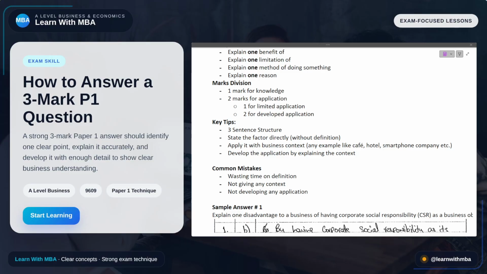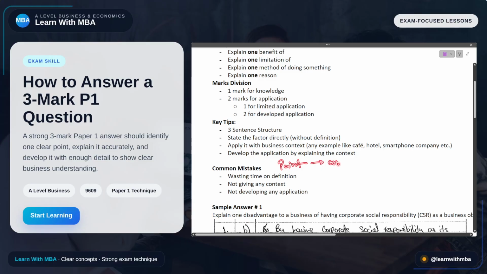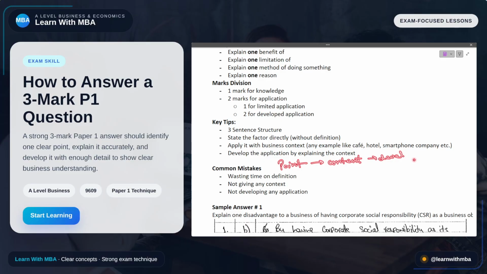So the pattern is pretty simple. When you're encountering this, you start with the point, you go to the context, and then you go to the development. Understand it in this way. Now that we have the pattern in perspective, we can move on to discussing the common mistakes that you make and the things that you need to avoid. One of the common mistakes is that you waste time on definition.